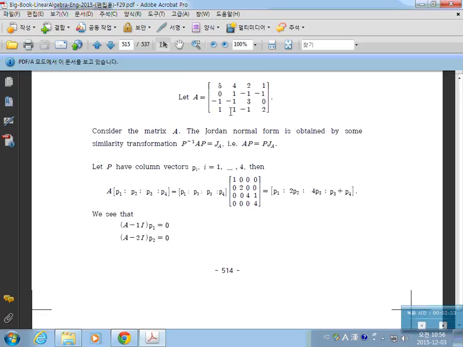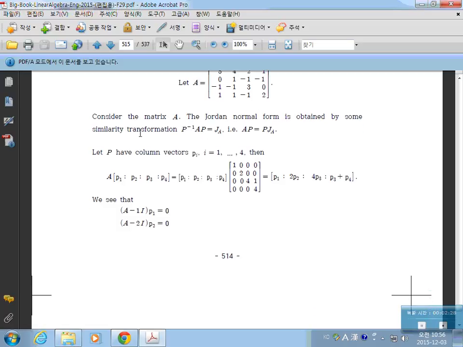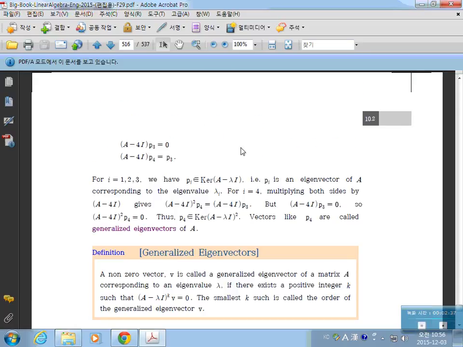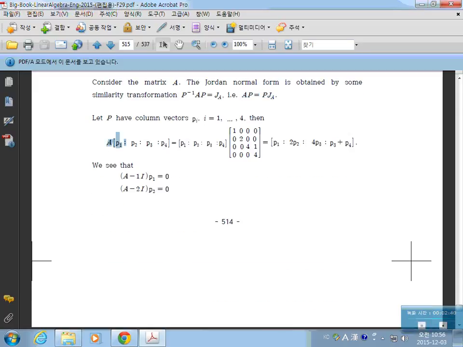Let A be a 4x4 matrix like this. Consider a matrix A. Then the Jordan normal form is obtained by some similarity transformation, P inverse AP is equal to JA. So AP is equal to PJA. We can write A times the matrix P as: the first column is 1 times P1, the second column is 2 times P2, the third column is 4 times P3, and the last column is P3 plus P4. So the first, 1, is an eigenvalue, and 2 is an eigenvalue, and 4 is an eigenvalue, but the last one looks a little different.